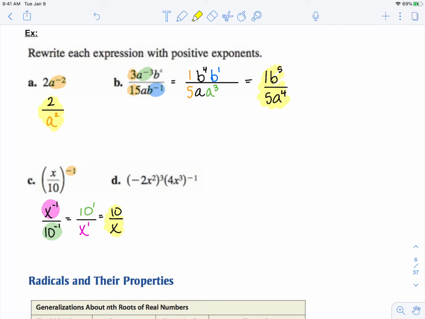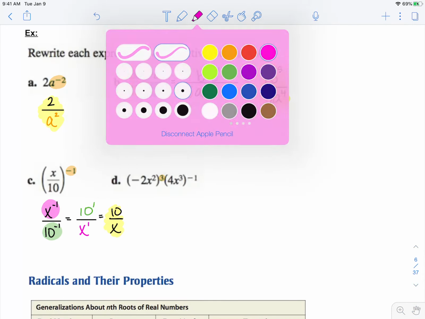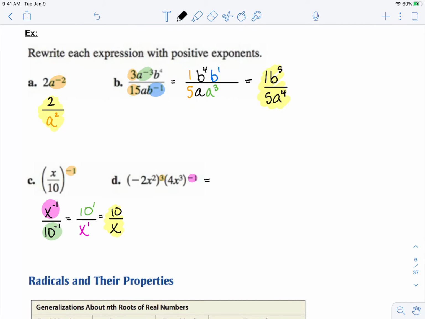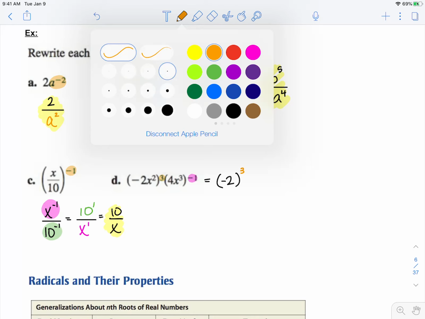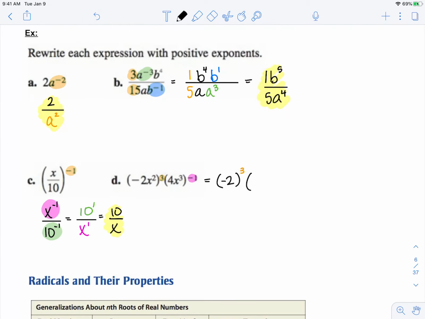So now in part D, I see we have these powers being raised to a power. So I'm going to do those first. So now I have negative 2 to the 3rd. And then I have x squared cubed, which becomes x to the 6th because I multiply my exponents. I also have 4 to the negative 1 power now times x to the negative 3 if I multiply my exponents.